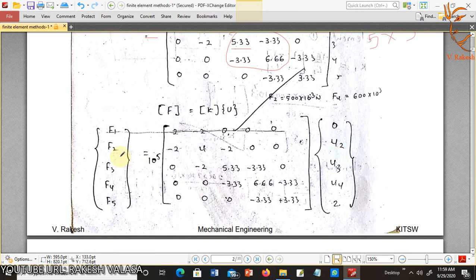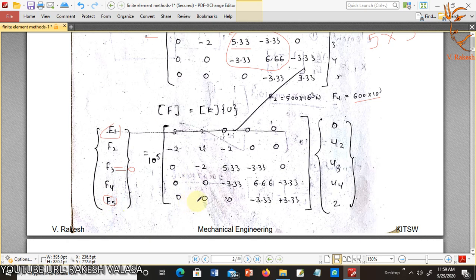Similarly, you can write the loads here. F1 is the reaction force. F2 is 500 into 10 power 3 newtons, 500 kilonewtons. F3, there is no load, so you can take it as 0. F4 is 600 into 10 power 3. F5 is the reaction force.